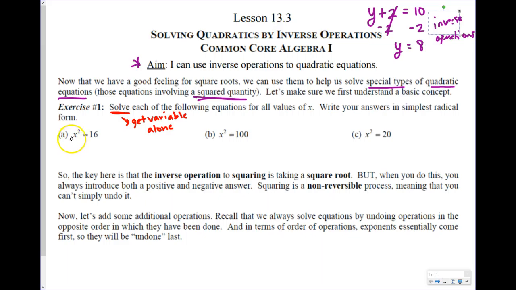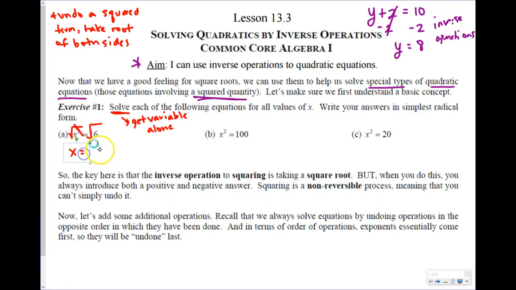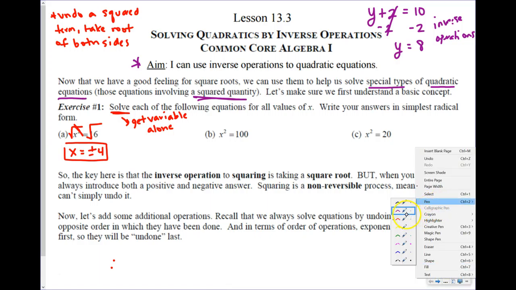Well, in letter A, your variable's not alone. You have a squared with it. So to undo a squared term, you take the root of both sides. So what's going to happen is this is going to cancel out and just leave me an x. And the square root of 16 is plus or minus a 4. So my answer is x equals 4, x equals negative 4. Okay, this is solving using inverse operations, the very basic.